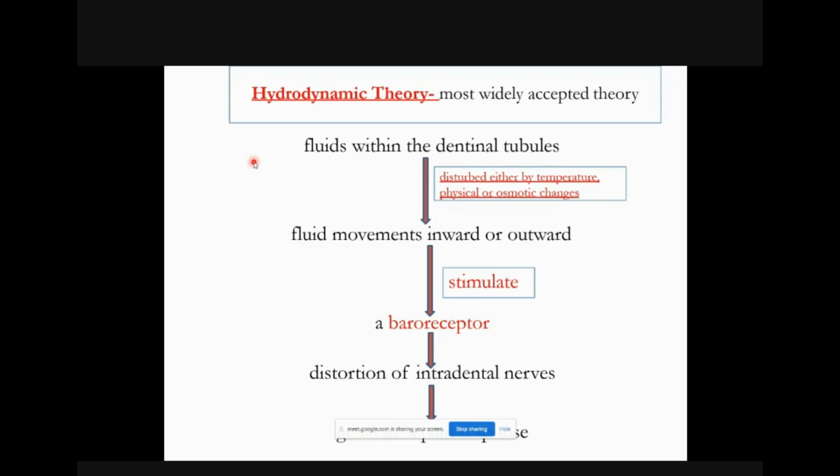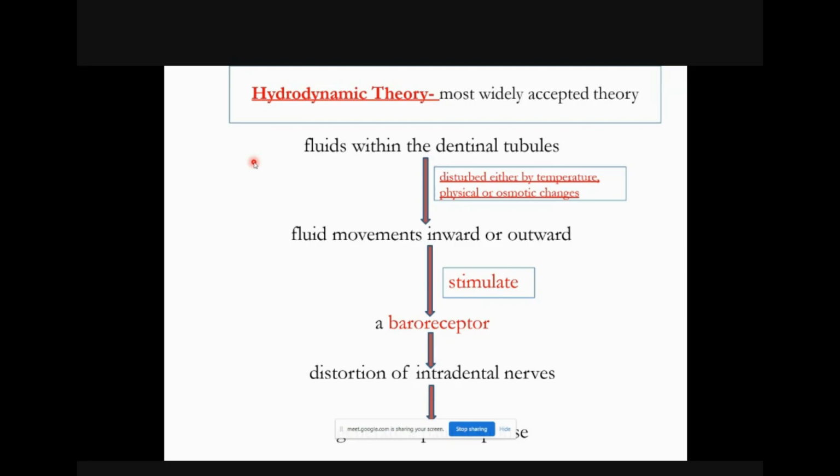So you know that there is fluid within the dentinal tubules, correct? So there is the odontoblastic process, there is dentinal fluid in between, and your peritubular dentin. This fluid within the dentinal tubule will become disturbed by any change in temperature, or any physical or osmotic changes. These happen because of stimuli, that is thermal stimuli or mechanical stimuli. And this causes a fluid movement within the tubule, either inward or outward.